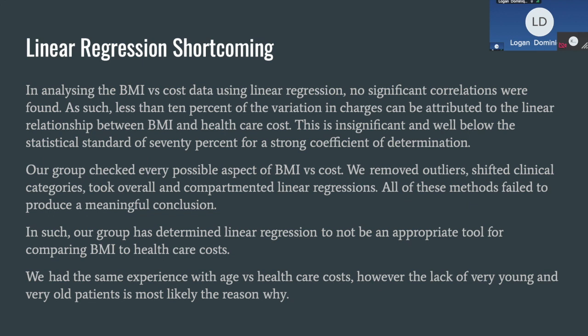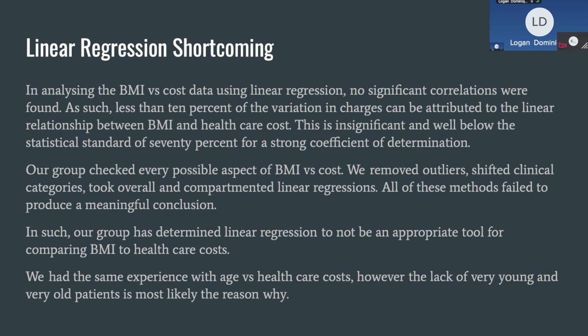So the shortcoming of linear regression, in analyzing BMI versus cost data and the age versus cost data, is that no significant correlations were found. As such, less than 10% of the variation in charges, and this was for the best linear regression we found, can be attributed to the linear relationship between BMI and healthcare costs. This is insignificant and well below the statistical standard of 70% for a strong coefficient of determination.